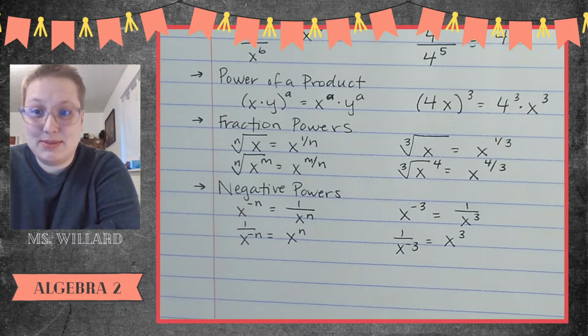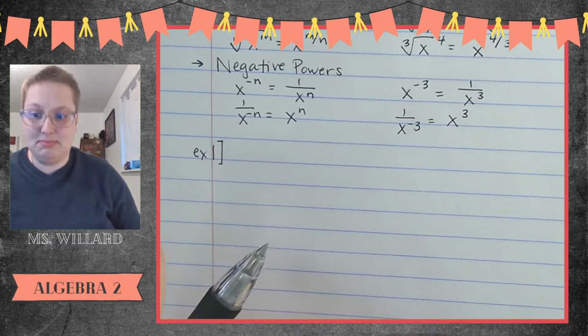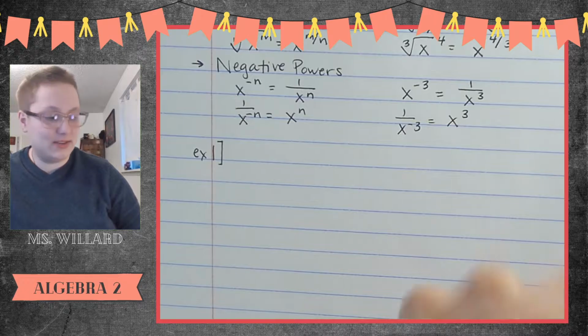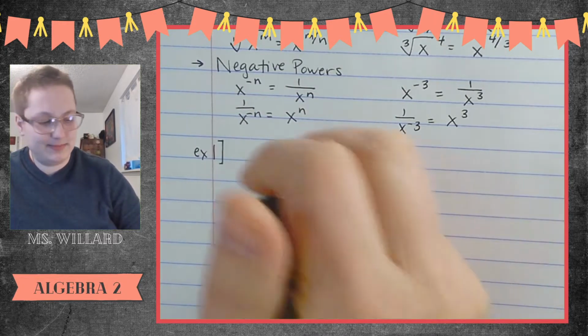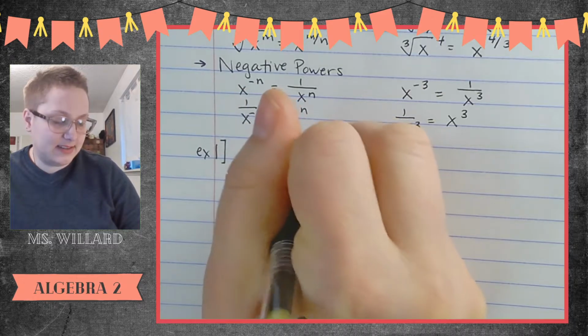So let's do some examples. Literally 0 times in my life have I done an example like this where there's a little box around it. Oh well. Okay, so let's start with something basic. Not easy, but basic. 2x to the 4th times 6x to the 7th.